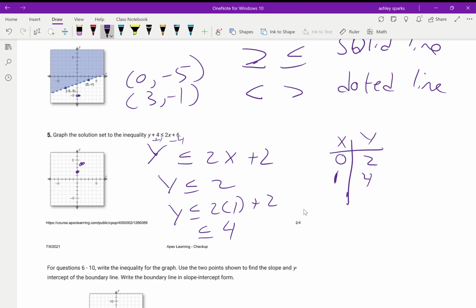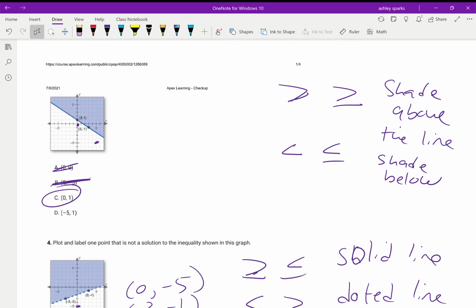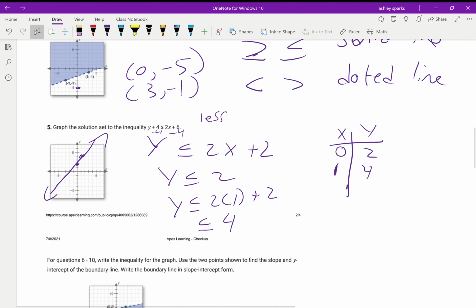I see that this is an equal to sign, right? So that tells me I'm going to make a solid connecting line between these two. And the question is, is this less than or equal to? Y is getting the less than sign. Okay? So when it's less than, I'm going to shade below the line. So I would shade everything down in here.